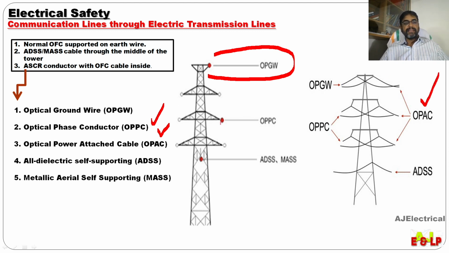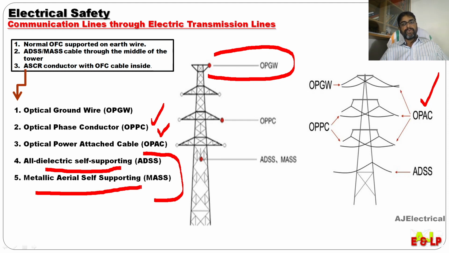Other than these three, OPGW, OPPC and OPAC, there is another category of fibers called all dielectric self-supporting and metallic aerial self-supporting. As the name itself says, it is self-supporting, so no additional support is required for this ADSS or MASS. I shall show you the pictures also. You can see the difference in their names: ADSS means all dielectric, and the other is metallic.